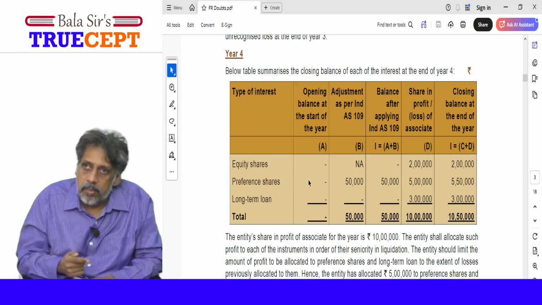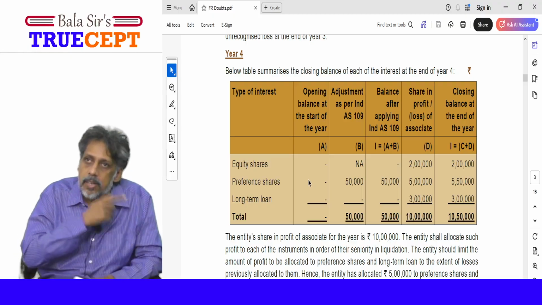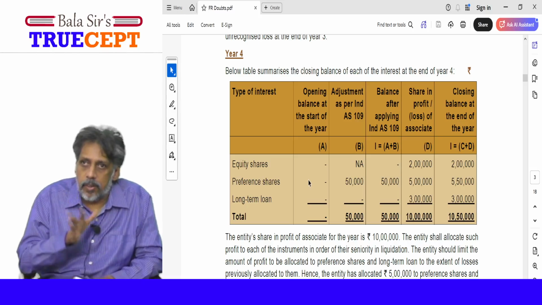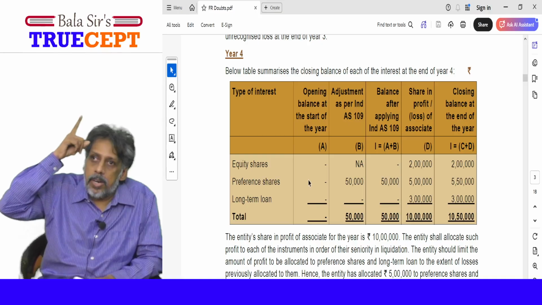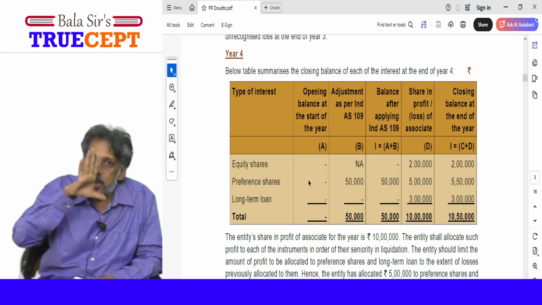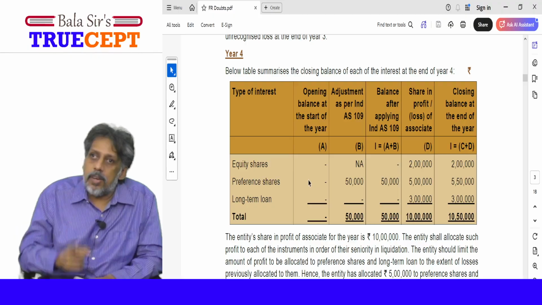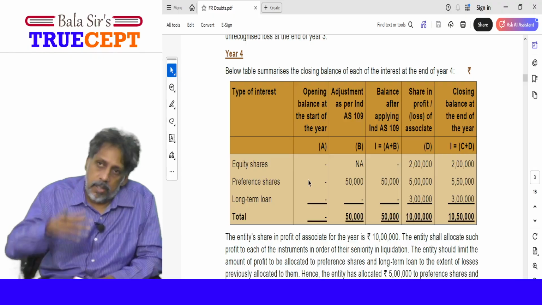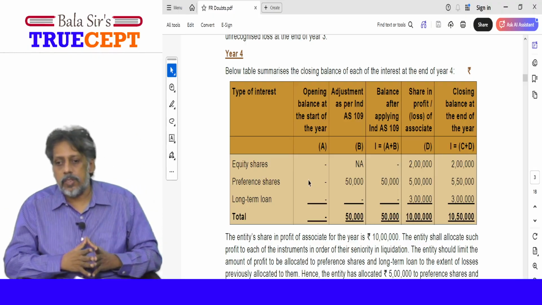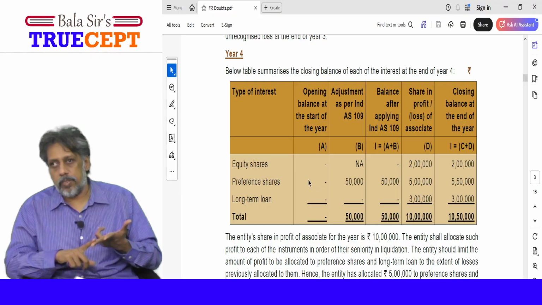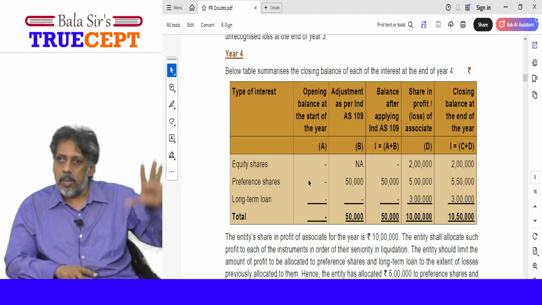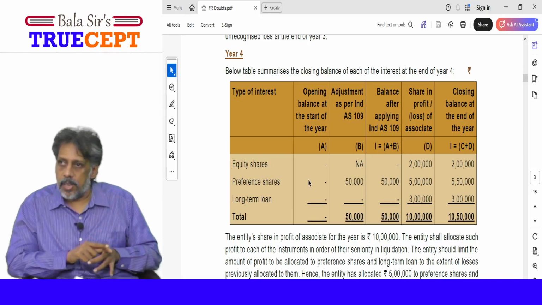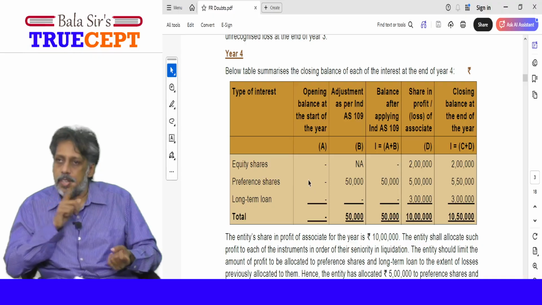What is the opening balance? Nil. Adjustment 50,000. Balance is also 50,000. Then 50,000. Share of profit, remember, it was how much earlier? It was 5 lakh, right? So reverse 5 lakh. The closing balance? 5 lakh 50,000. Sorry, 5 lakh reverse, not 4 lakh 50, because 50 was the increase as per IND AS 109. So in all 5 lakh and 50,000.